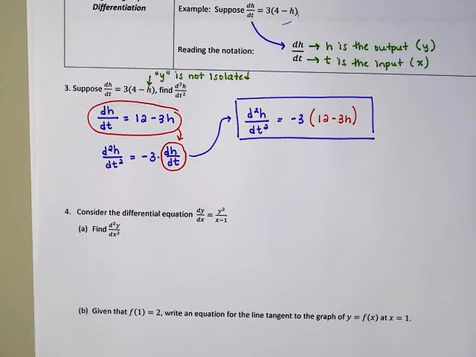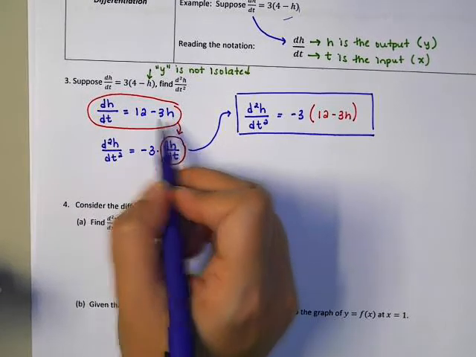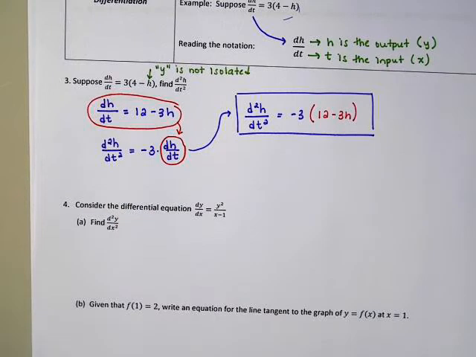The catch here is that a lot of students don't realize that they needed to put a dh over dt here because they don't realize that h is kind of like having a y in this equation. So it's really important that you watch for that.